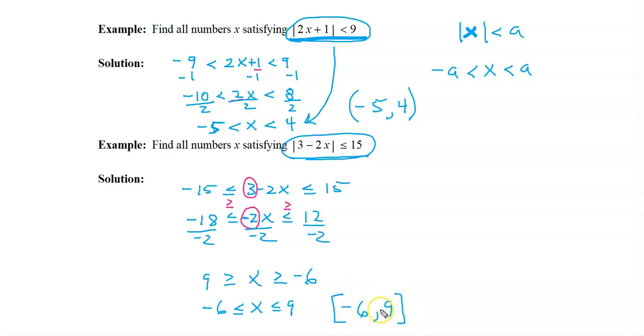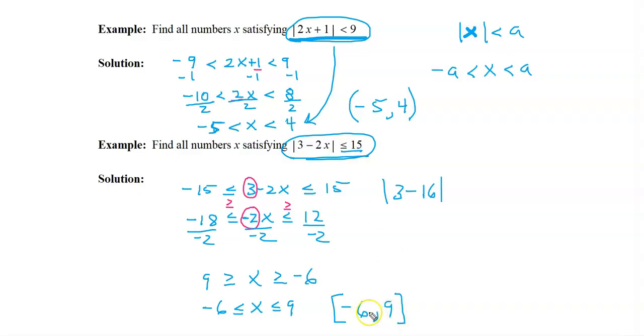Notice if we pick a number in here like 8 and put it in for x, we would get 3 minus 16. So, I'm sorry, we get the absolute value of -13, which is +13, and that is less than 15.